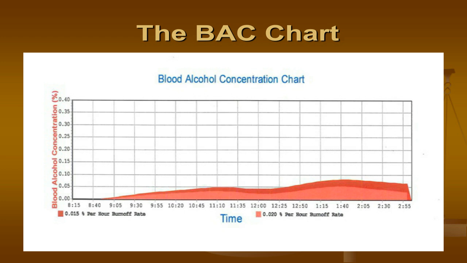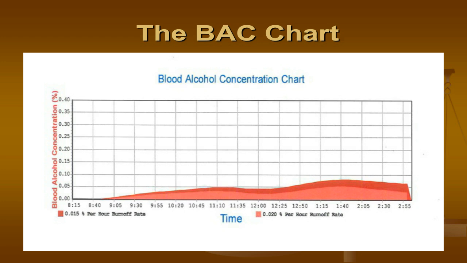If you look at the chart carefully, you'll see there's a dark red area and a light red area. The calculations are run at two burn-off levels, 0.015% per hour and 0.020% per hour, which is the normal burn-off range for most individuals. So if you look at the top of the chart, that's what I would expect the individual's blood alcohol level to have been over the course of that evening, from about 8:15 to 3 o'clock in the morning, at a burn-off of 0.015% per hour, or the low end of the normal range. The bottom of the dark red area represents the same calculation, but using a burn-off of 0.020% per hour, which is the high end of the normal range. So, therefore, I would expect that individual's blood alcohol level to fall somewhere within that dark red area over the course of that evening. But again, this chart is to illustrate that.